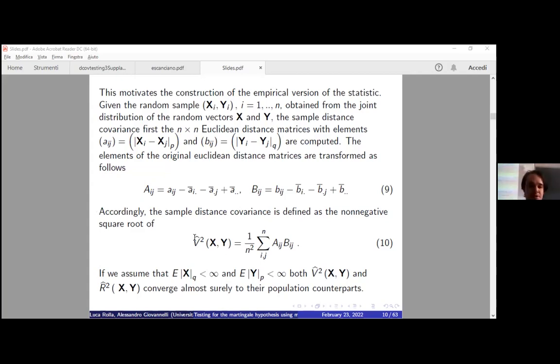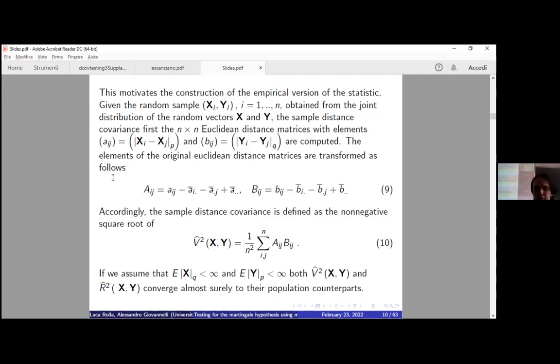This is the sample version of the statistic. Basically, given two random samples of the variables involved, x and y, we construct the Euclidean distance matrices of the sample. We get n by n Euclidean distance matrices.